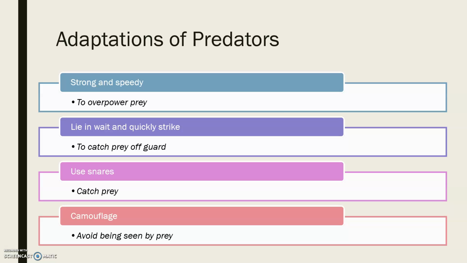An example of a strong and speedy predator is a lion or cheetah. An example of an ambush predator, or a predator that lies in wait, is a snake. Spiders use their webs as snares to catch their prey.